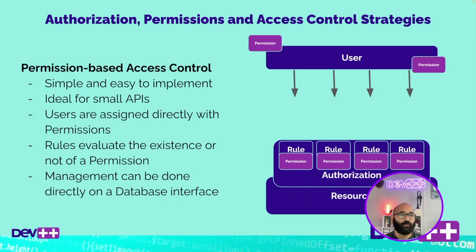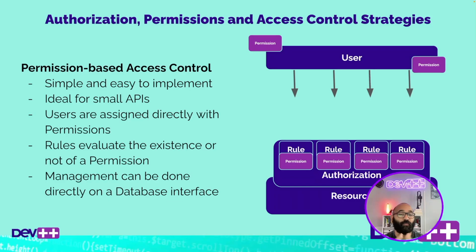So the first and the most simple, just one thing to notice there: the four strategies that we're going to see today are organized in a way that goes from the most simple to the most complex, right? So we start with permission based because it's the simpler one. As I was saying, it's simple and easy to implement, right? It is ideal for small APIs or very specific web services or microservices.